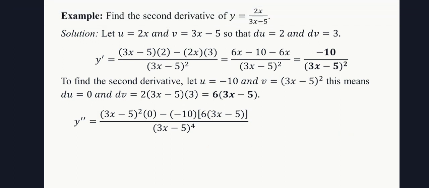Simplify. So, yung una maging 0, may iwan na lang si positive 10 times 6 is 60 times 3x minus 5. May cancellation na magaganap. Yung 3x minus 5 ka-cancel. So, may iwan sa baba, 3 na lang, kasi nag-cancel sa taas. So, we get 60 over 3x minus 5 cubed. And this is the second derivative of your function. And this is the final answer.